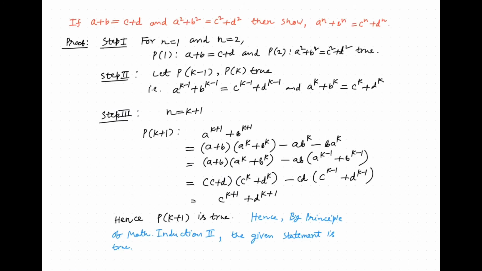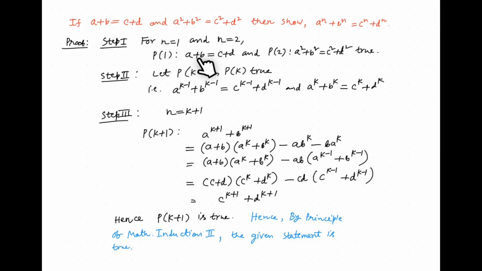Suppose a problem is given that if a plus b equals c plus d and a square plus b square equals c square plus d square, then we have to prove that a to the power n plus b to the power n is c to the power n plus d to the power n. So this is the given statement. Here we will apply the second principle of mathematical induction. Suppose the given statement Pn is a to the power n plus b to the power n is equal to c to the power n plus d to the power n.